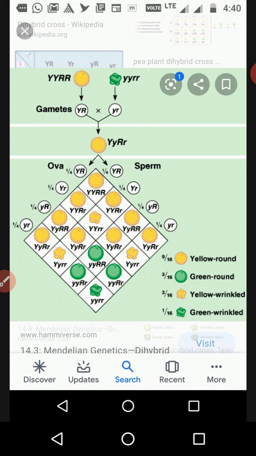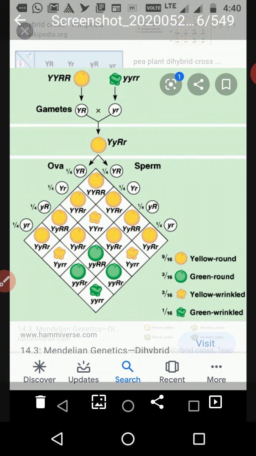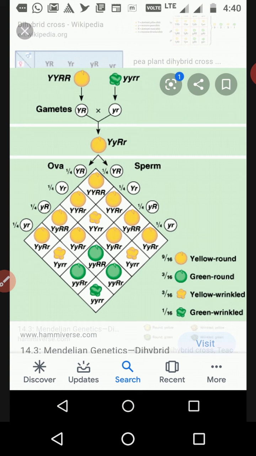Clear? So in the law of independent assortment, the third law of Mendel, Mendel said that the F1 generation always shows the dominant character, but in the F2 generation, the combination of alleles are free to exhibit their own character. All are free to exhibit their own character. So now in the F2 generation, Mendel's law of segregation will be changed.